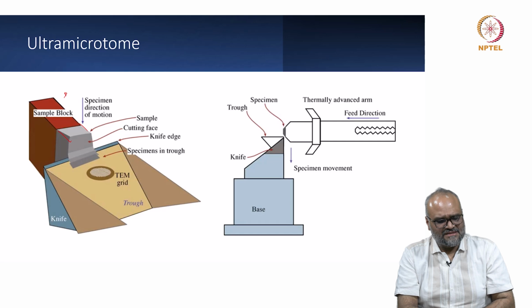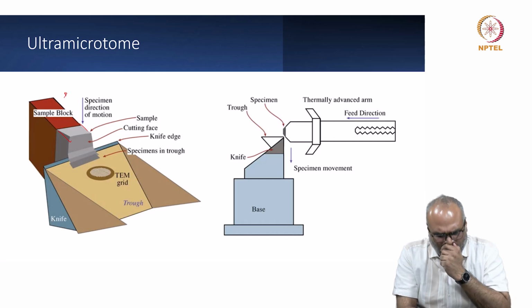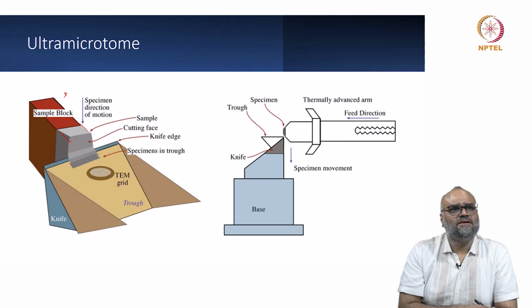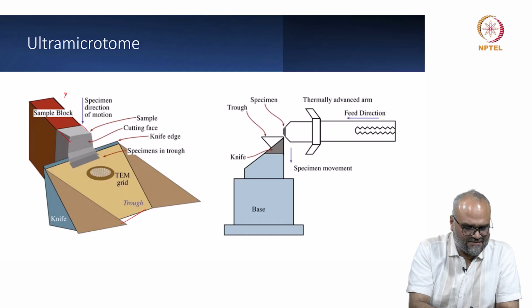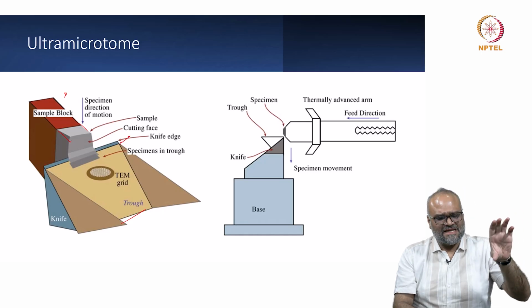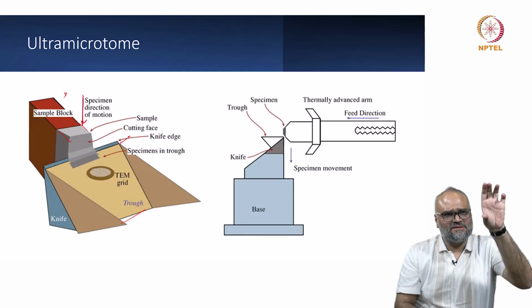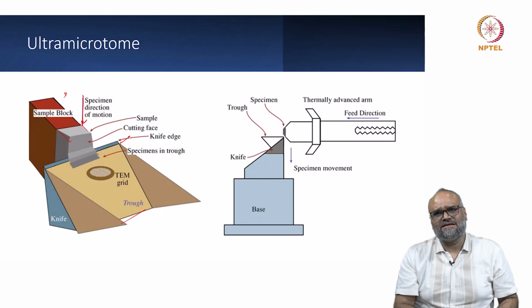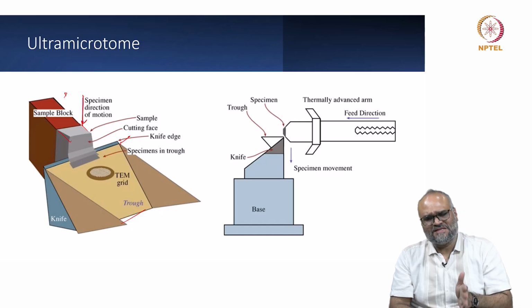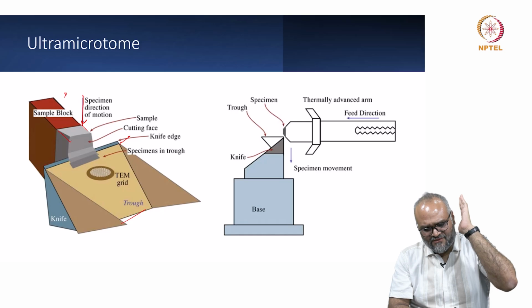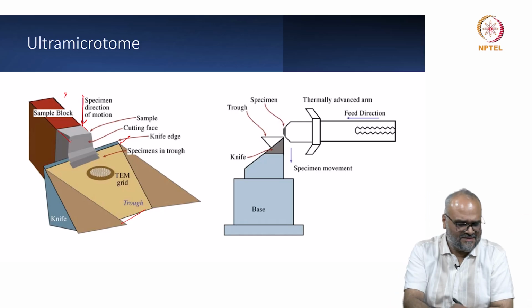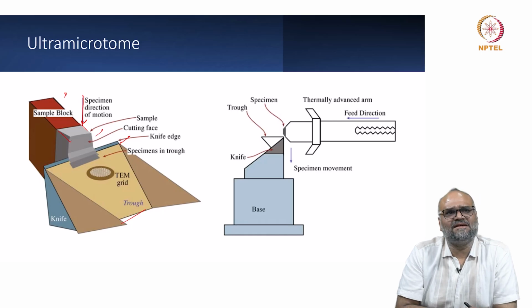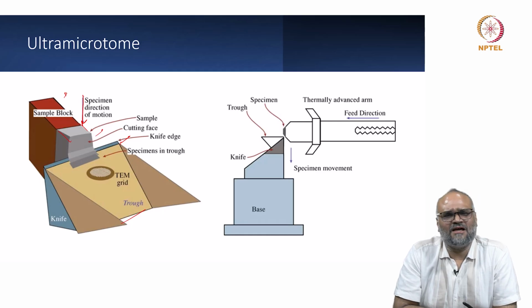So what happens is, you place the knife on a trough and a holder like this, so you fixate the position like this, and you have a sample block which moves very quickly. So it is like you are chopping vegetables or meat with a sharp knife. You just give a quick cut and you remove a thin layer. So typically the layer's thickness here is less than 50 nanometers.